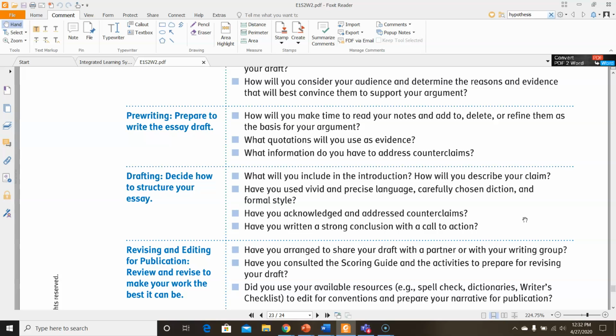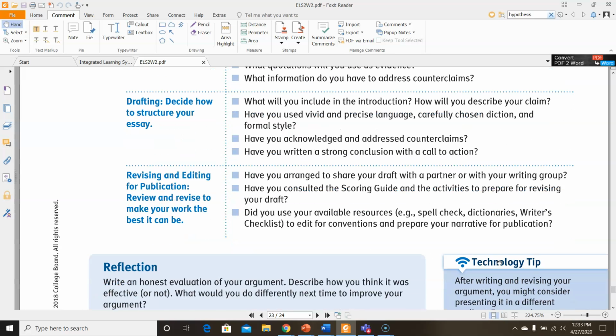Drafting. That means you are doing a rough draft of your essay. What will you include in the introduction? How will you describe your claim? Have you used vivid and precise language, carefully chosen diction and formal style? Have you acknowledged and addressed counterclaims? And have you written a strong conclusion with a call to action? So those are the things that you've got to ask yourself during the drafting phase.